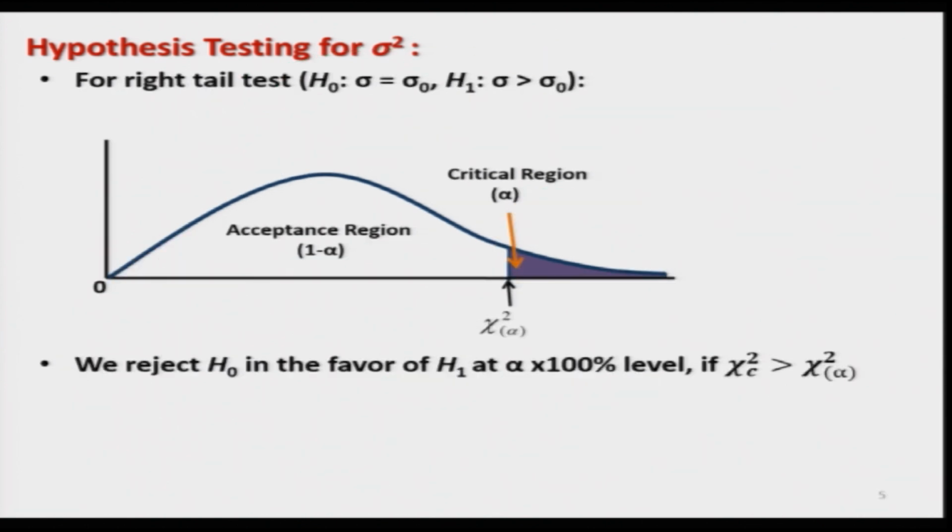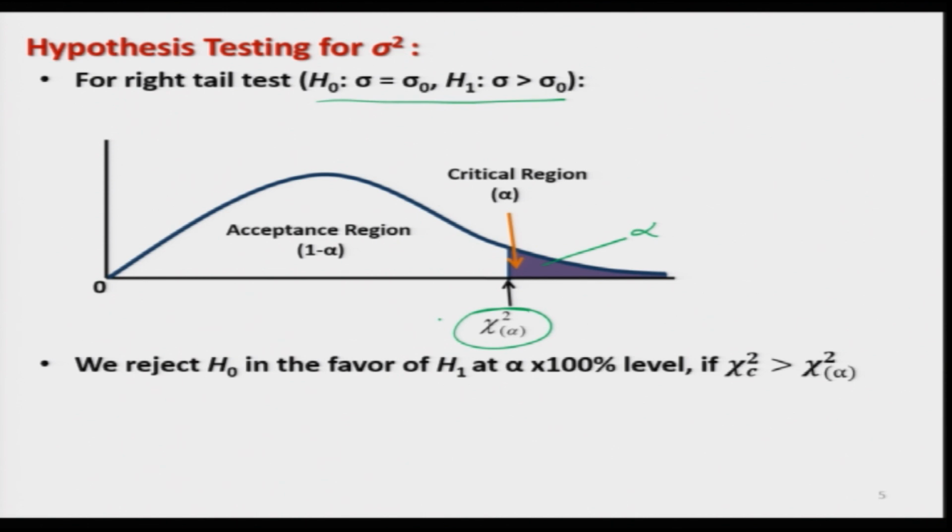So, now if you want to consider the one-sided test of hypothesis, say H1 is sigma is greater than sigma 0, or H1 is sigma square greater than sigma 0 square. Sigma 0 is some known value that is now clear to us. So, in this case the critical region is going to be on the right hand side, and this area is going to be alpha, and from the table you can obtain the value of chi-square alpha.